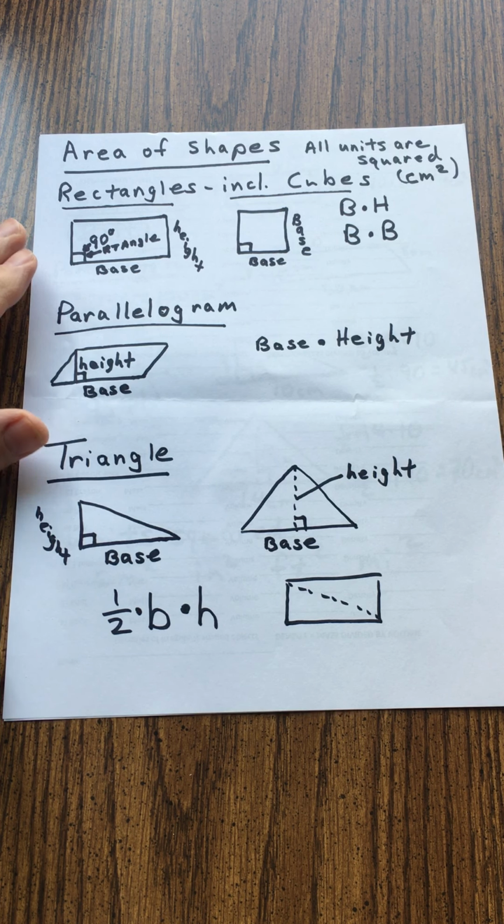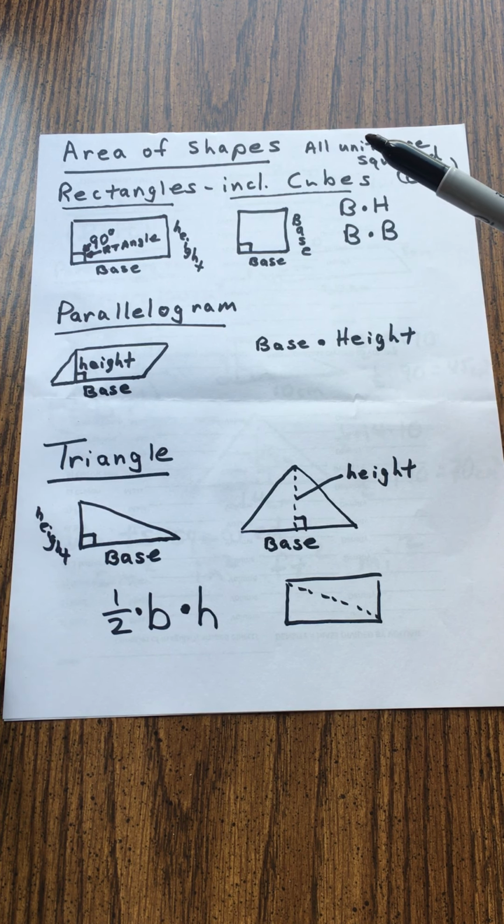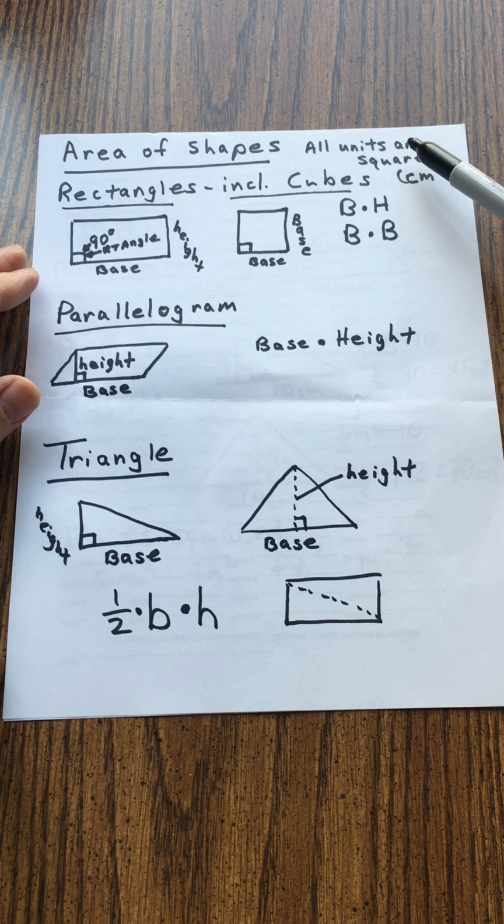Got a real quick one here for you. We're into geometry right now, so this is the area of shapes. We're talking about two-dimensional figures, which is why all of your units are going to be squared. In other words, that's why we have our 2 up here in our little exponent area.